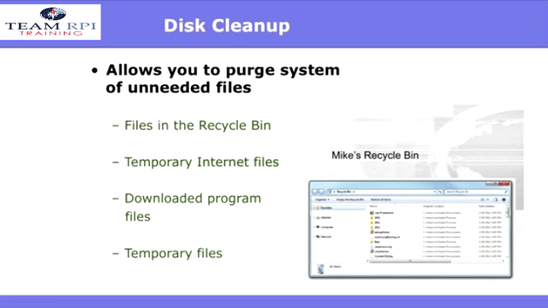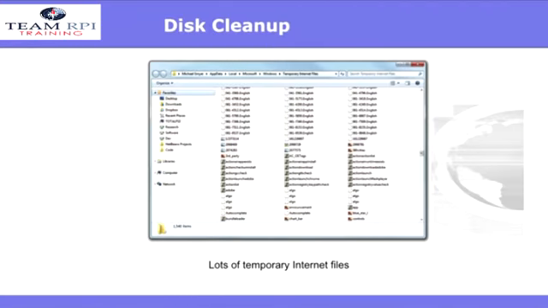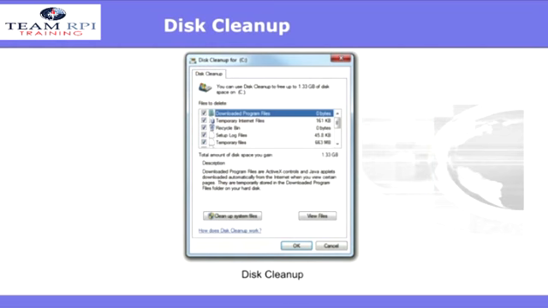Next, let's look at disk cleanup. It allows you to purge the system of unneeded files, like files in the recycle bin or temporary internet files. For instance, you can navigate to your temporary internet files and look at all the junk that's left behind from a day or a week or a month's worth of surfing the internet. Simply go into the disk cleanup utility and then check the appropriate boxes of what you want to clean up.